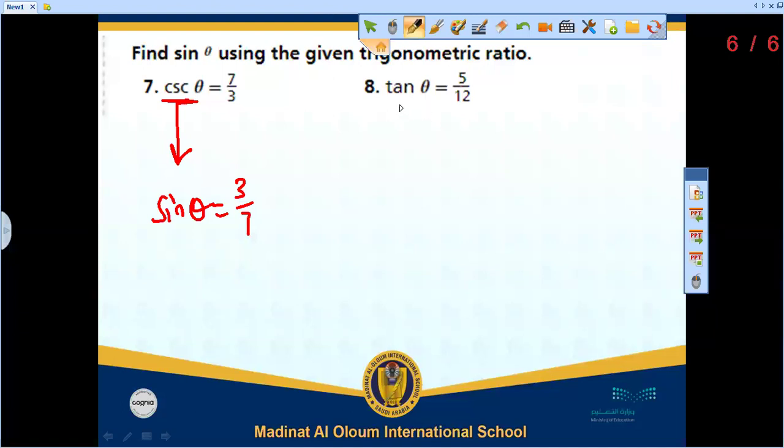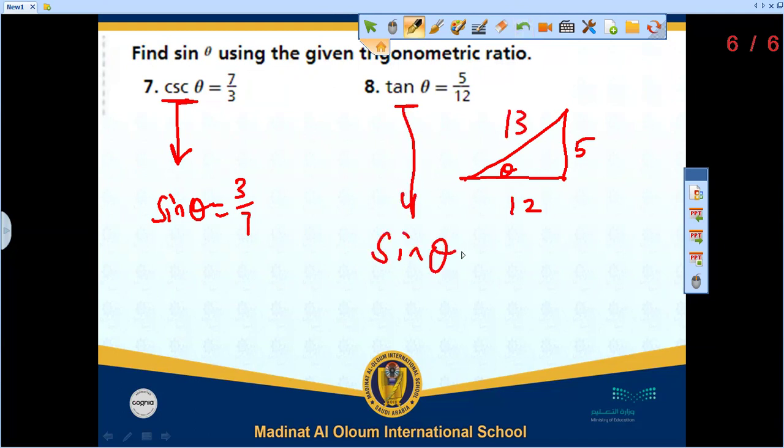Then, guys, if tan theta is given, I need to get sine. What is tan theta? I can make a triangle like this one, theta, opposite over adjacent. This is 5 and this is 12. I can get the hypotenuse, which is 13. I need sine theta, opposite over hypotenuse. 5 over what? 5 over 13.